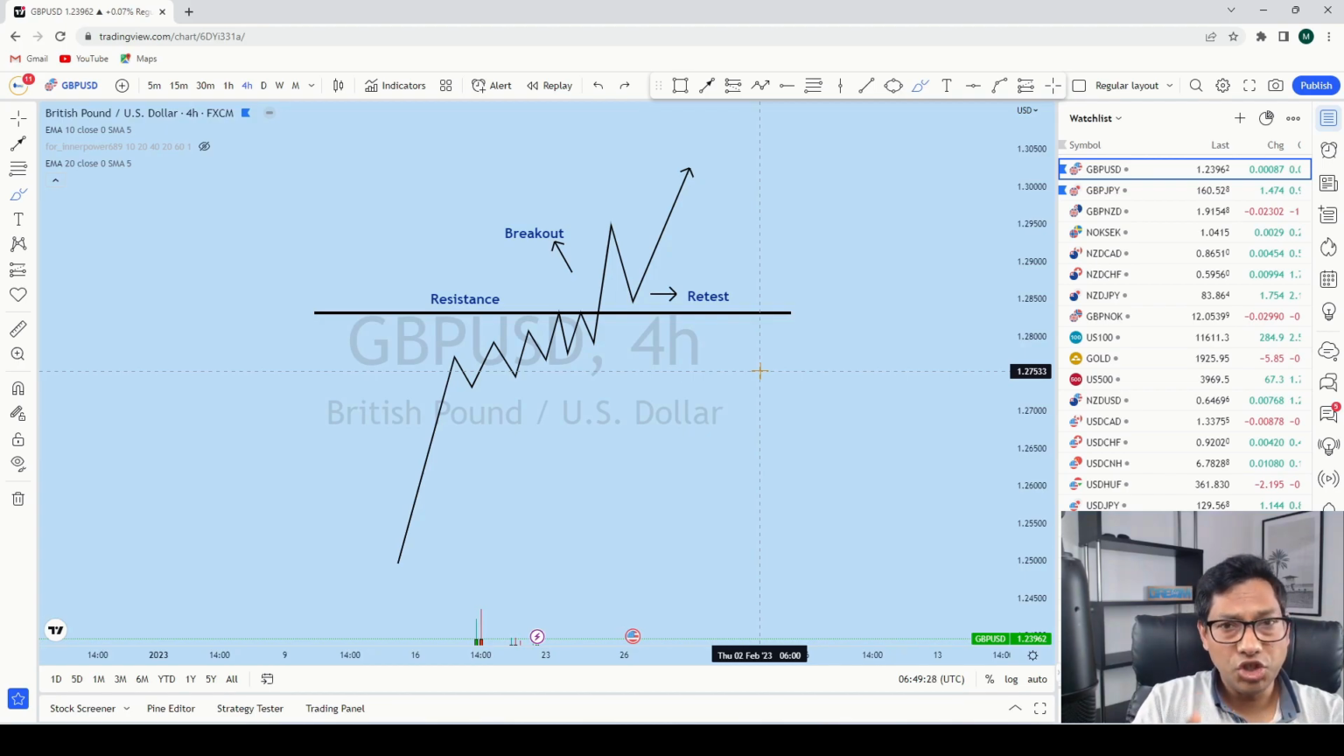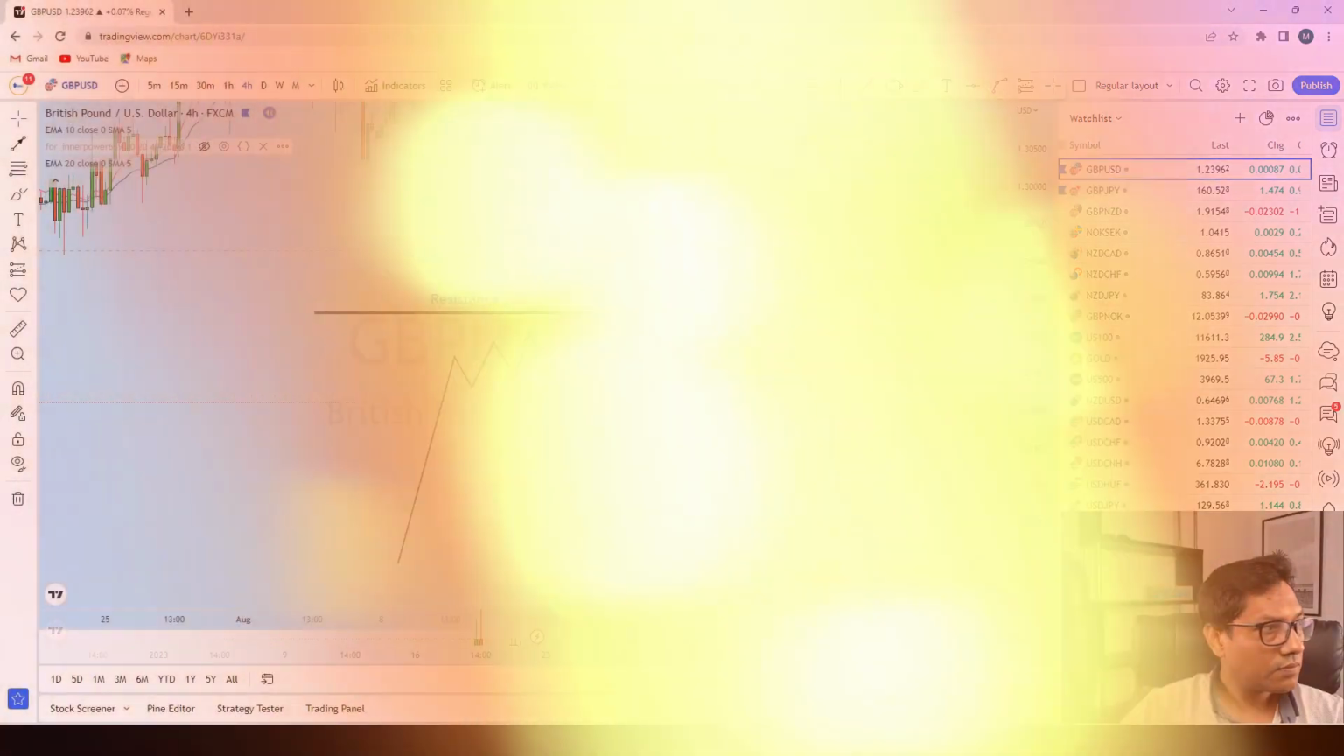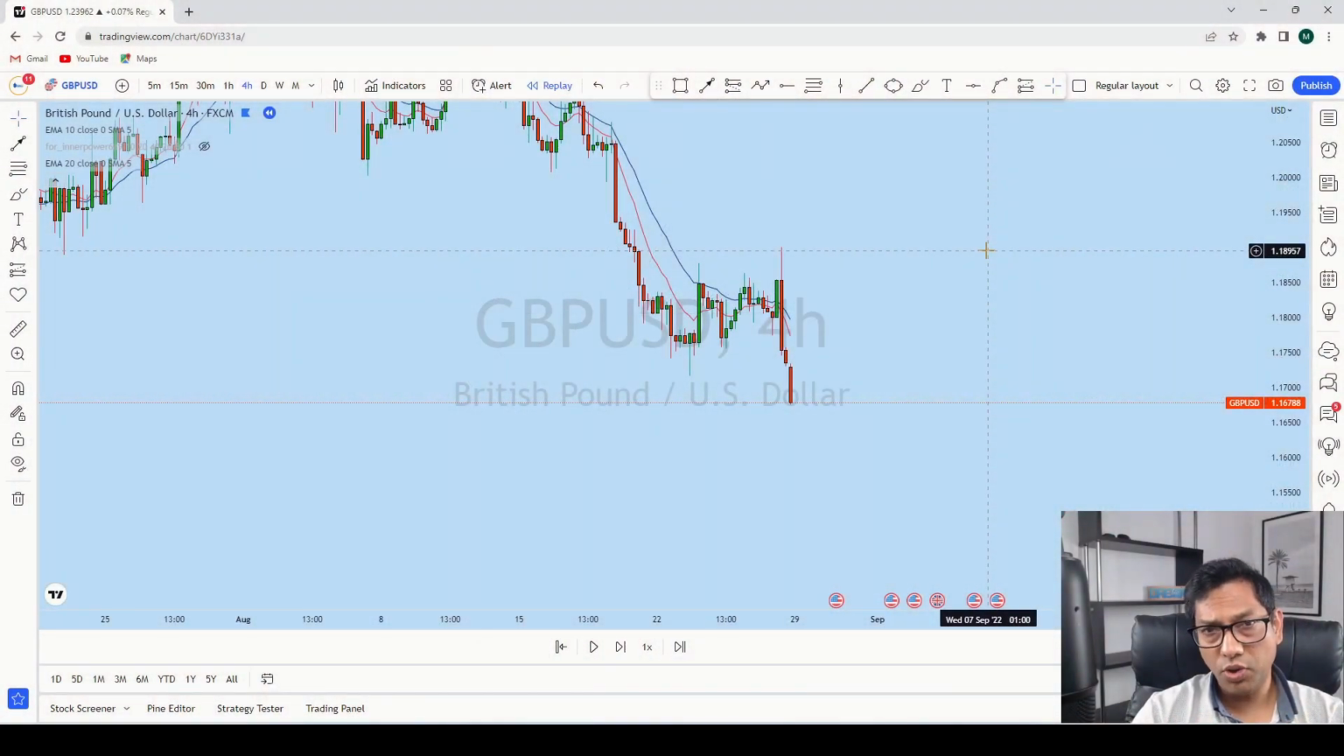So now let's jump onto the chart to see how you can apply this simple but profitable trading strategy in your trading. Okay guys, so let's look at this example on British pound US dollar on the 4-hour time frame. You can apply this strategy in any time frame as long as you have a proper level identified and you understand the impulse and consolidation.